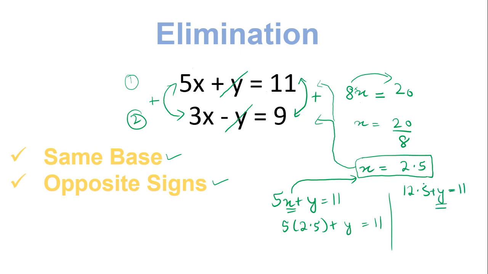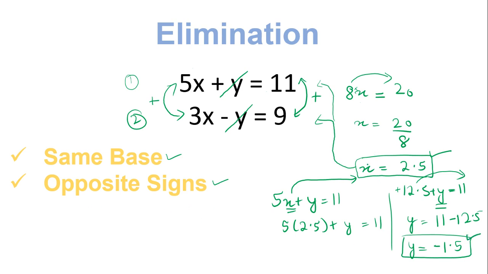Now that I have to find y, I need to make it the subject. I need to isolate it. So I'll take 12.5 to the other side. So y equals 11, and because 12.5 was positive here, it goes to the other side and turns negative. So 11 minus 12.5 gives me 1.5, and it's negative 1.5, because negative 12.5 is a bigger number. So y equals negative 1.5. Therefore, my x is 2.5 and my y is negative 1.5.